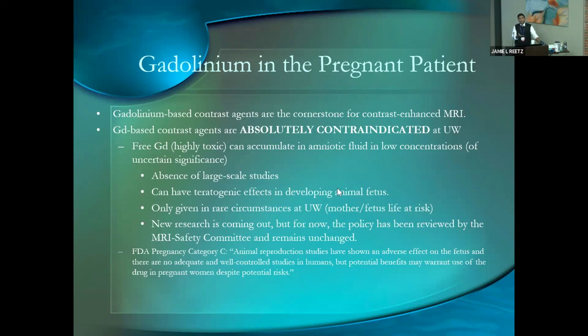There is new OB/GYN research that people have sent me from your side, and some people have sent me research that says, well, we don't know what it is. Is it really that bad to give it? The MR Safety Committee at UW did review it, and it is still absolutely contraindicated unless extraordinary circumstances. It's a pregnancy class C drug, which basically says the animal models look a little sketchy, but we don't know with human models.